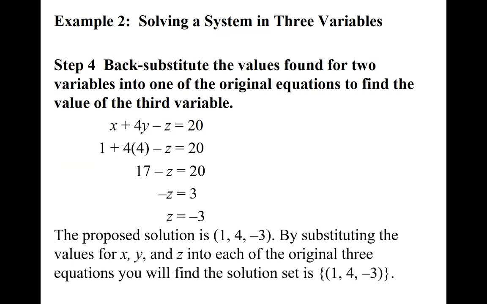If you want to go ahead and prove what I just said about a solution, you can go ahead and substitute that ordered triple into all three of the original equations. You will find that it does satisfy all three of them. Thus, it is a solution. The solution set is that ordered triple, 1, 4, -3.